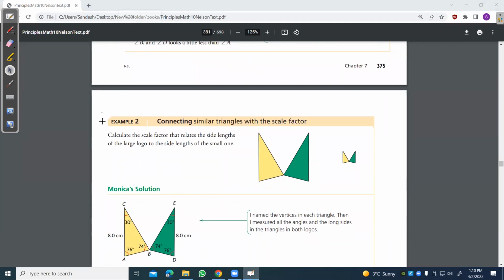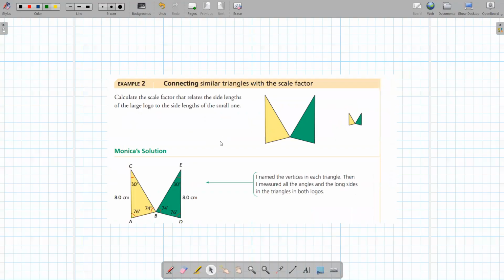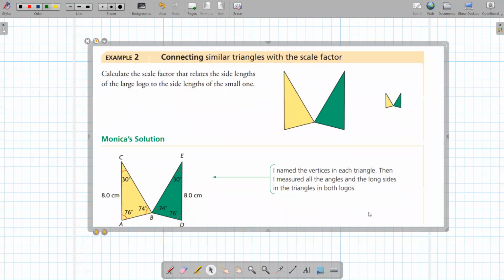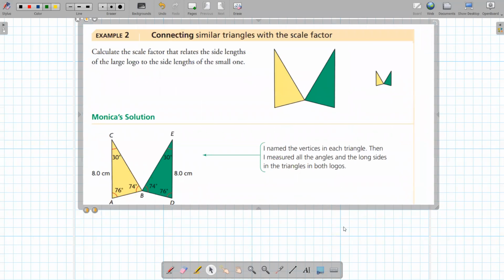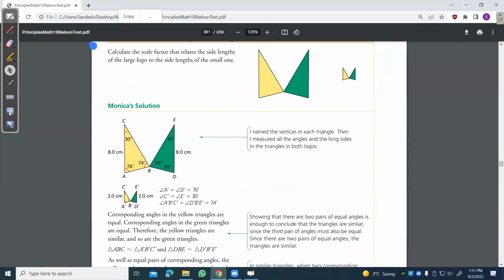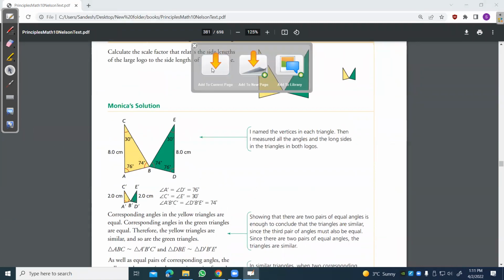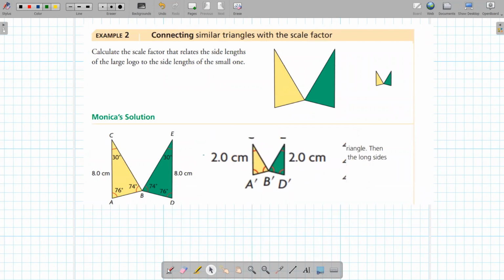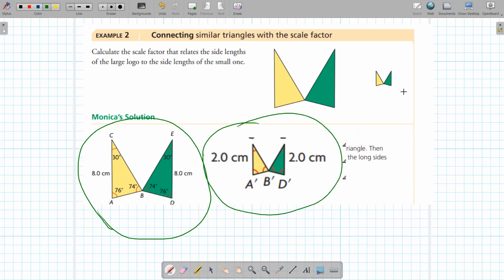What do they want here? Calculate the scale factor that relates the side lengths of the large logo to the side lengths of the smaller one. All right, so we have the large versus smaller one. So we have this as one big diagram, okay? And we have this as the smaller diagram. This one is this one is this.